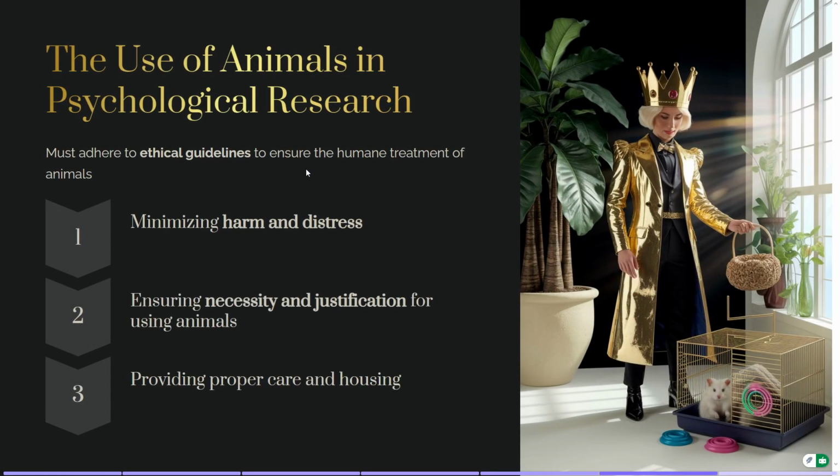How about the use of animals? You have to ensure that you minimize harm and distress, and ensure necessity and justification for using animals. You must be able to justify your reason for having to use the animal. If not, you could use maybe videos or some other things. Also, provide proper care and housing. However, this is not the full explanation for this. I covered that in my research method video. I only added this just to have a glimpse of it. Okay, so that is it.